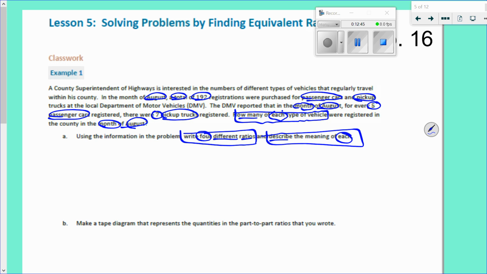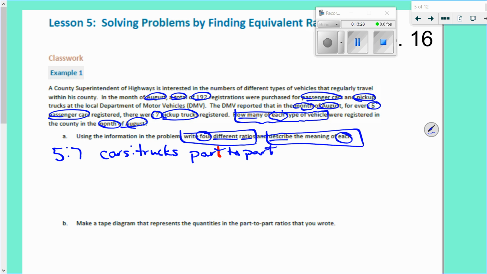So who can give me one ratio? First one should be relatively easy. Emma? 5 to 7. Now what's the description? Awesome. So 5 cars. So I'm just going to shorten that. I'm going to say cars to trucks. Now, I didn't ask for this, but what kind of ratio is that? Awesome. Part to part. So that is a part to part ratio.